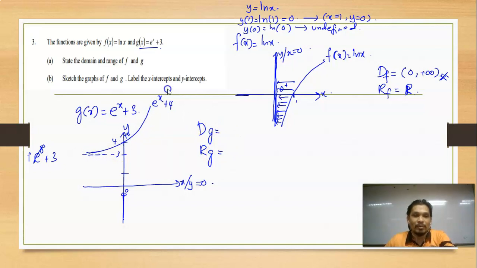Actually, this graph will remain continuing with no end. So it's all real numbers. And the range is, with the least value approaching 3, to positive infinity. So then 3 to positive infinity. There you go. State the domain and range of f and g, and then sketch the graph. There you go.